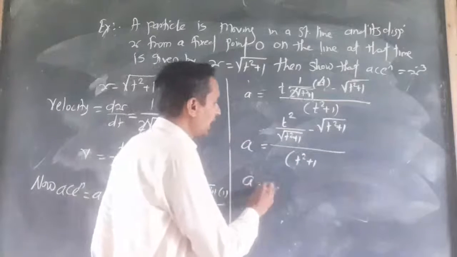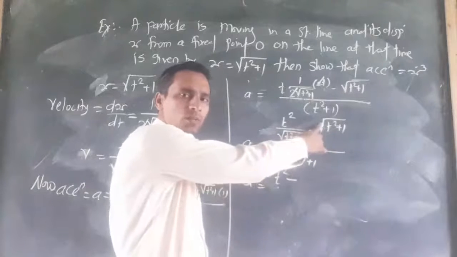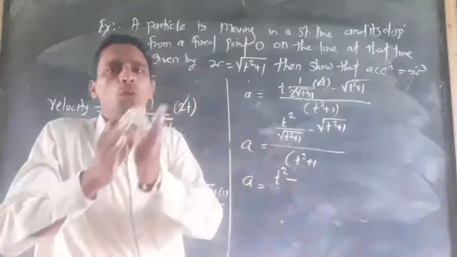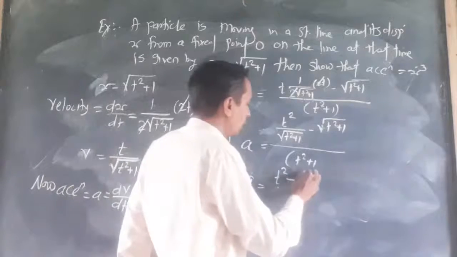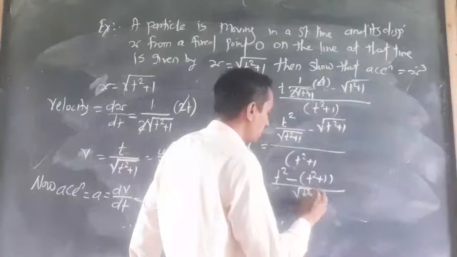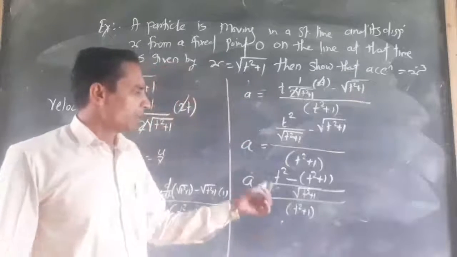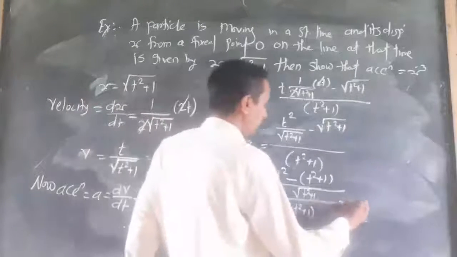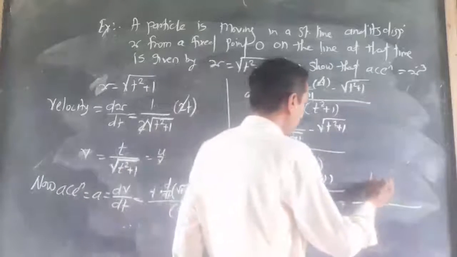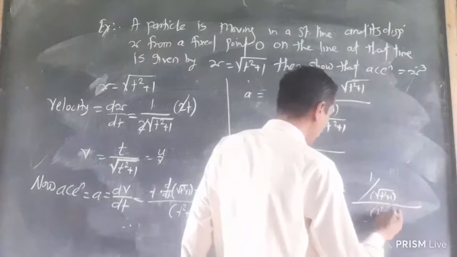Therefore acceleration a is equal to t square minus, do the cross multiplication, t square minus 1 into root of t square plus 1. Root into root is cut. Therefore t square plus 1 divided by denominator product root of t square plus 1, again root of t square plus 1. Now if we simplify it, positive t square and negative t square cut, which means in the numerator 1 upon root of t square plus 1 divided by t square plus 1.